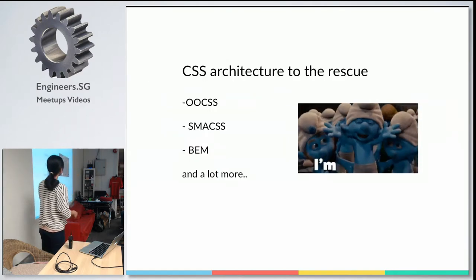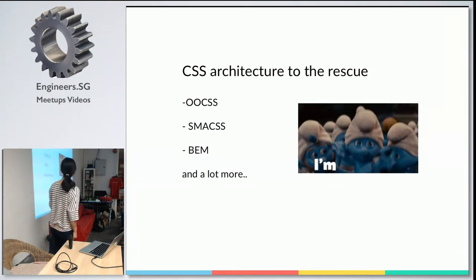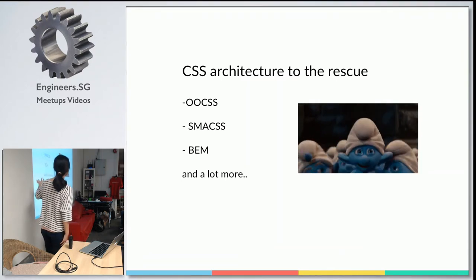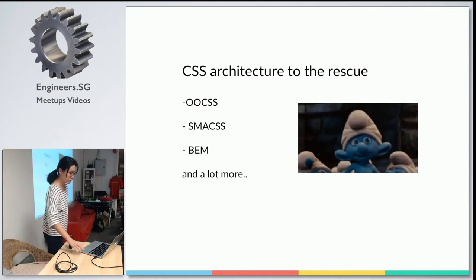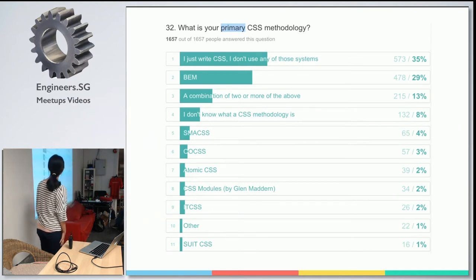And so to overcome these problems with CSS, I guess one way is CSS architecture. There are some famous ones: OOCSS, SMACSS, BEM, and a lot more. According to the survey, BEM is the most popular, and second is a combination of two or more of the above. Then come SMACSS, OOCSS, Atomic CSS, CSS Modules, and so on.